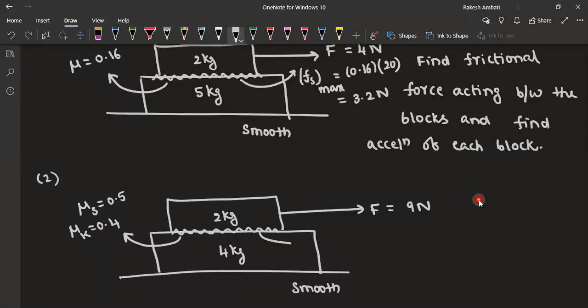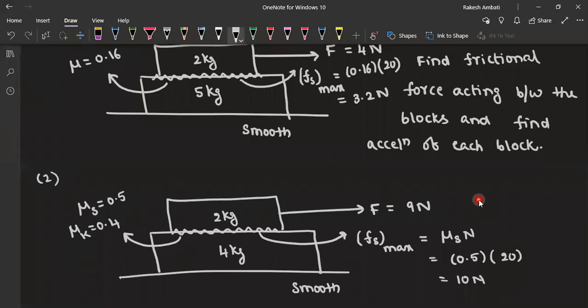But here first we have to find out Fs maximum. To find Fs maximum, so we have to consider mu s value or mu k value. Mu s value. Mu s into N. And what is the mu s value? 0.5. Normal force means whose weight we have to consider? 2 kg weight, so 20 newtons. Therefore, it is nothing but 10 newtons.